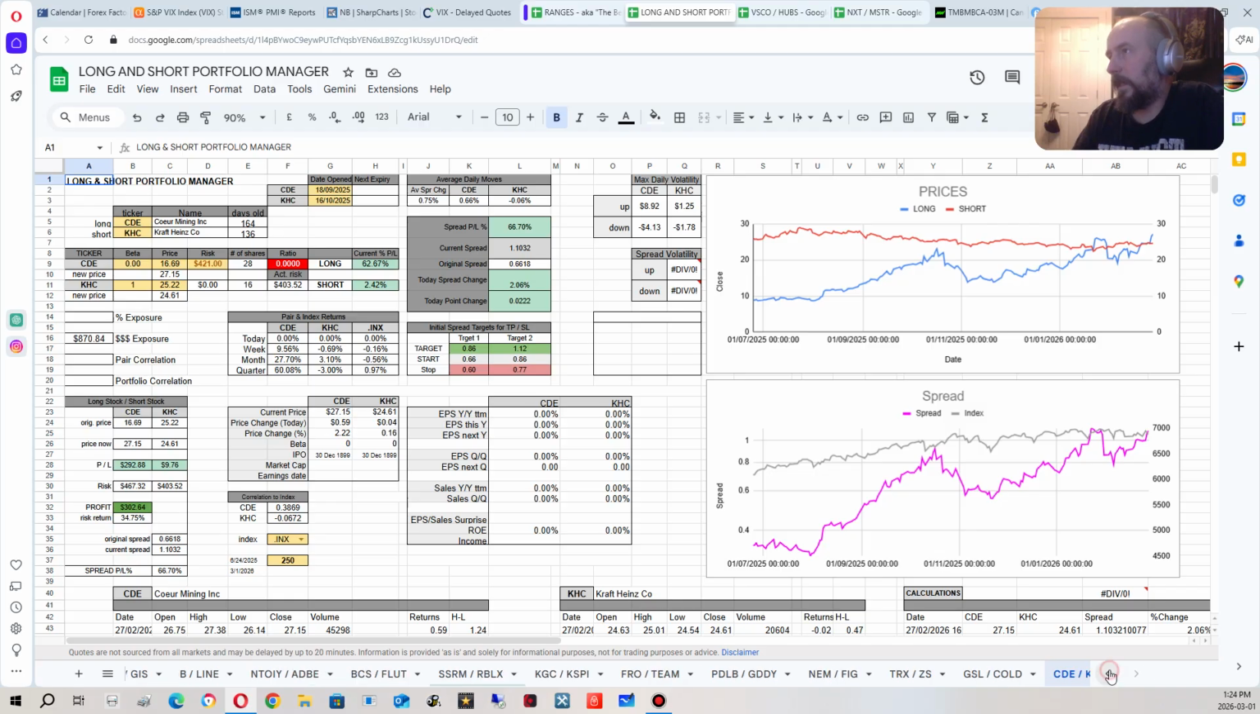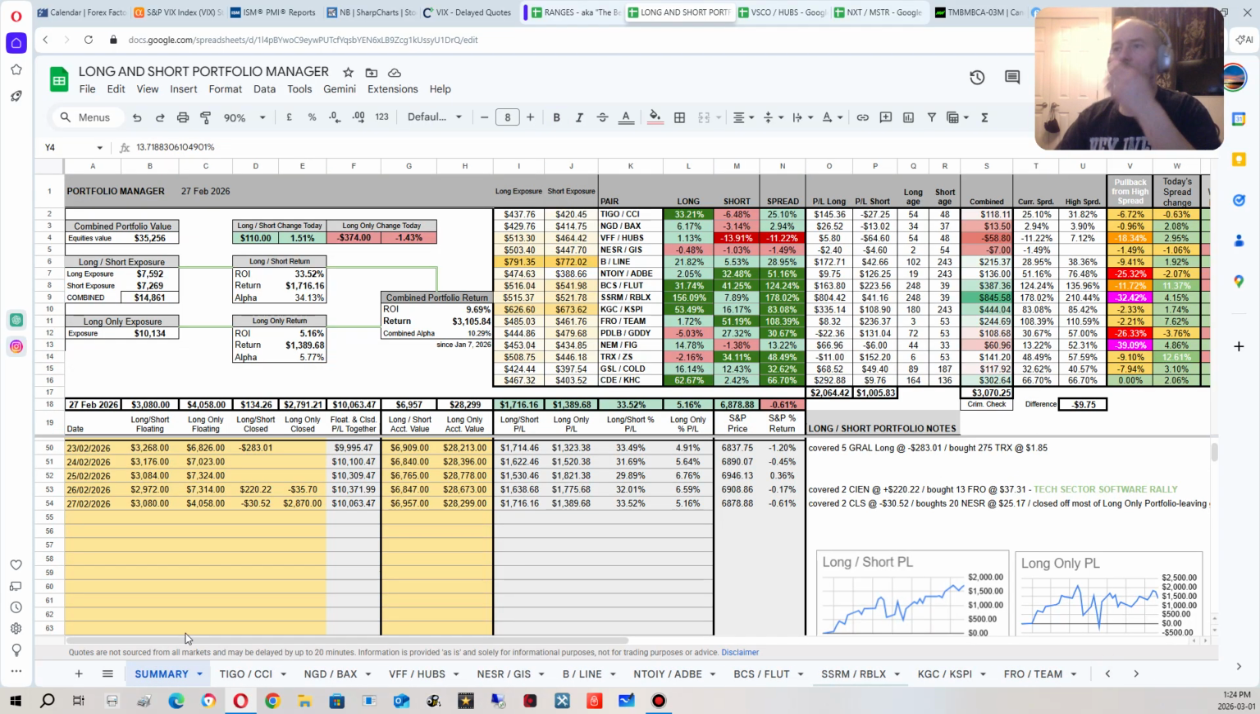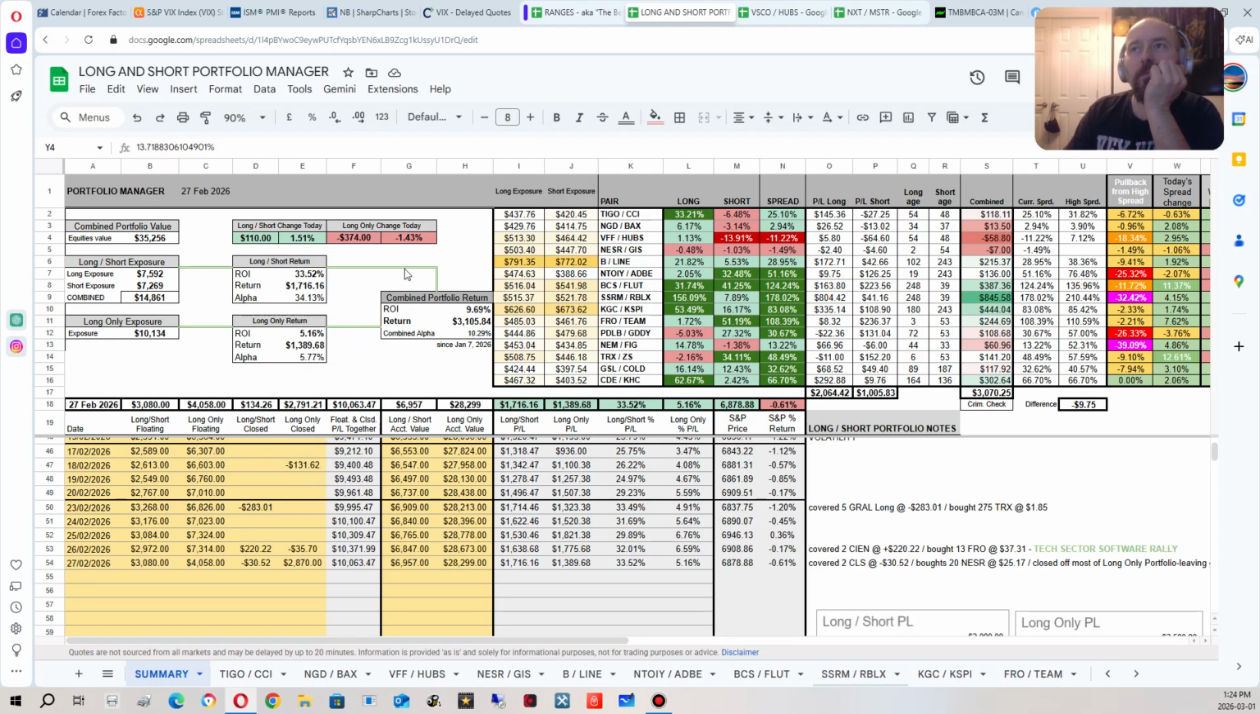And that shows it. That's the whole portfolio. The ROI on the long and short return is 33.5% with the market alpha of 34.13. And then long only return is 5.6%, or 5.77% return alpha. So I've reduced the long only exposure. It's only $10,000 on the long side. I will be reducing the exposure on long and short and looking out for opportunities.